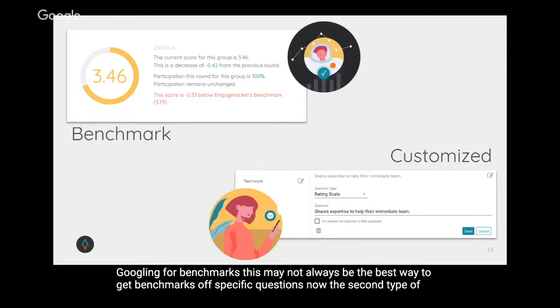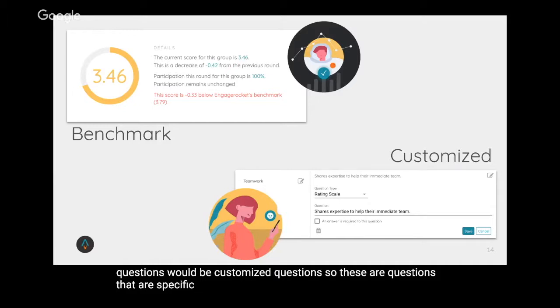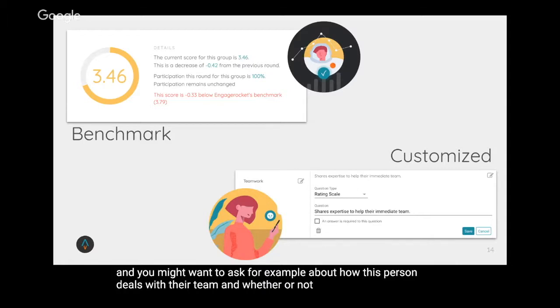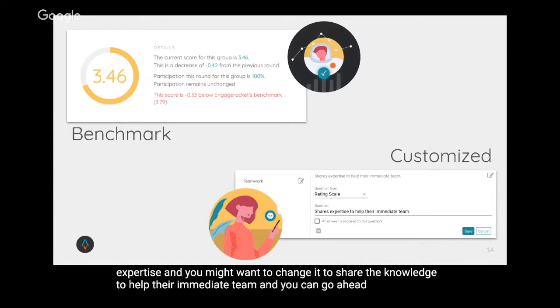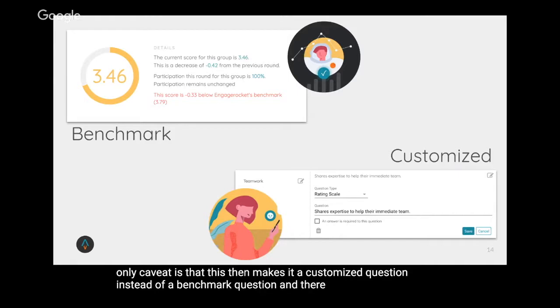Now, the second type of questions would be customized questions. So these are questions that are specific to your company's situation that you want to ask. And you might want to ask, for example, about how this person deals with their team and whether or not they share expertise to help their immediate team. Now, you might not like the word expertise, and you might want to change it to shares their knowledge to help their immediate team. And you can go ahead and do that. The only caveat is that this then makes it a customized question instead of a benchmark question. And there are trade-offs both ways.